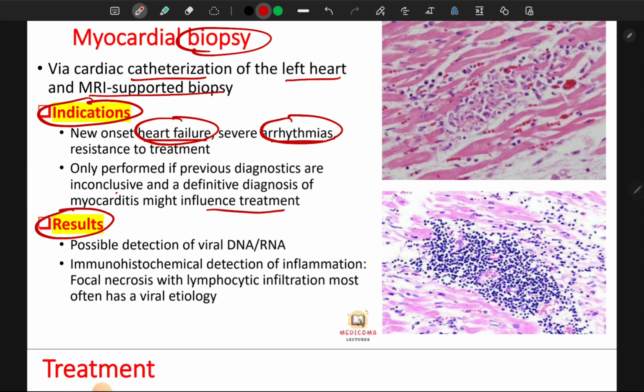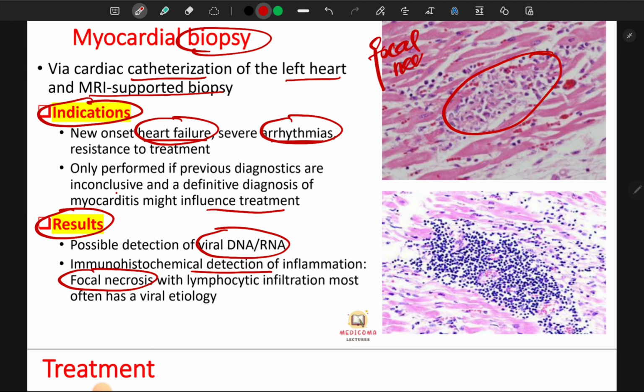What are the results if we do it? If we do a biopsy, we will check the viral DNA and RNA, and then we give a definitive diagnosis of that virus. And if we do immunohistochemical detection of inflammation, then there will be focal necrosis like this. This is the focal necrotic area, and also you can see this one is lymphocytic infiltration.